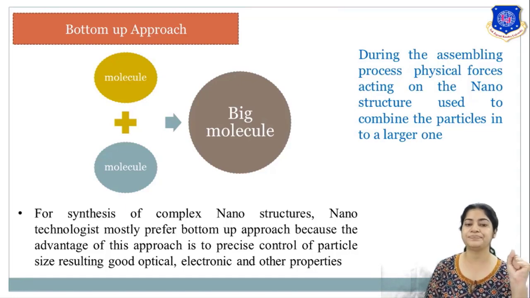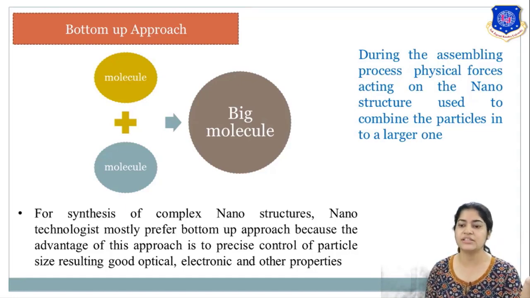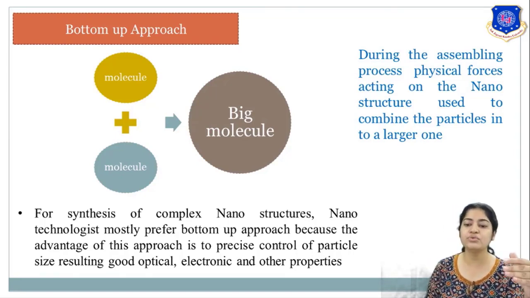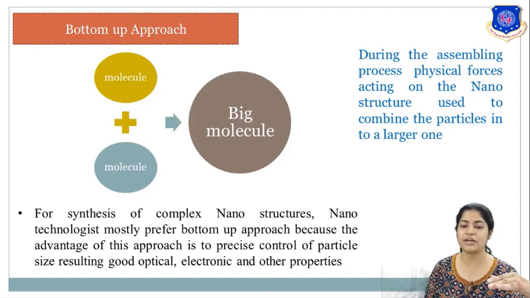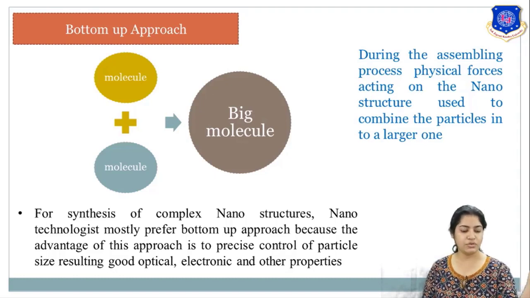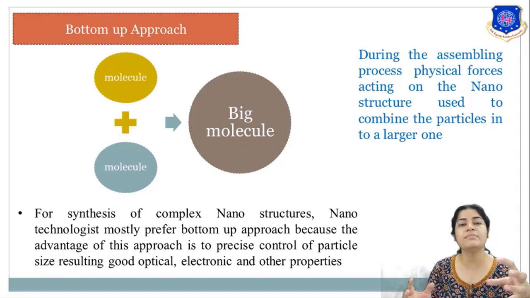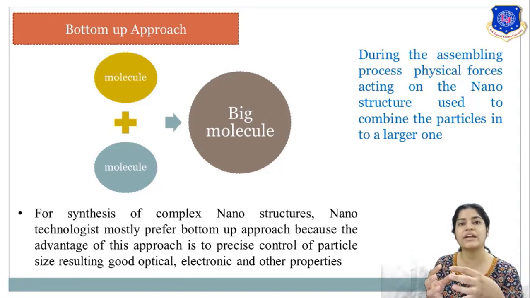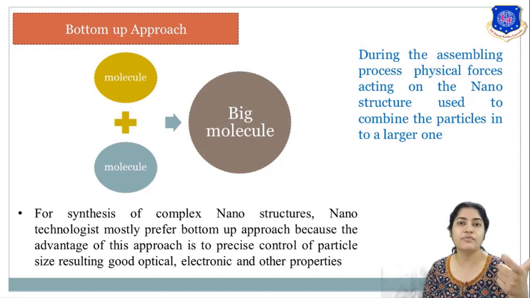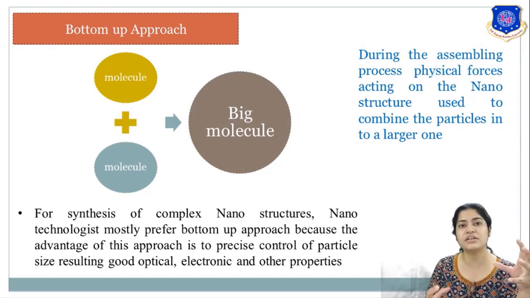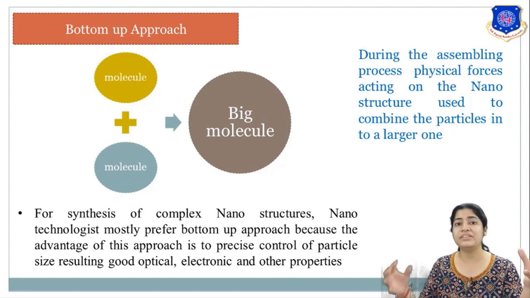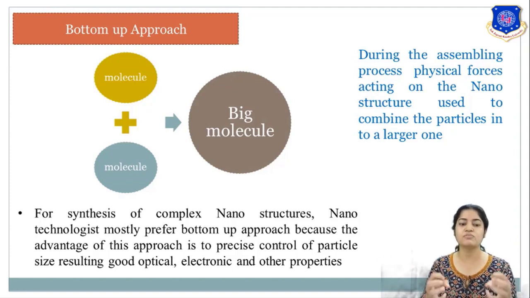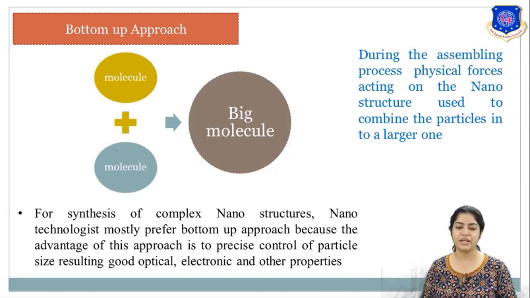Now note down here, during the assembly process, what happens? The physical forces which act on your nanostructure are used to combine the particles into a larger one. Let's talk about those physical forces. For atoms, the covalent bond is one kind of force of attraction. Because of the covalent bond, two molecules or atoms join together. Similarly, van der Waals force of attraction. So these physical forces which act at the molecular level are responsible for the assembly of small entities to form a big molecule.